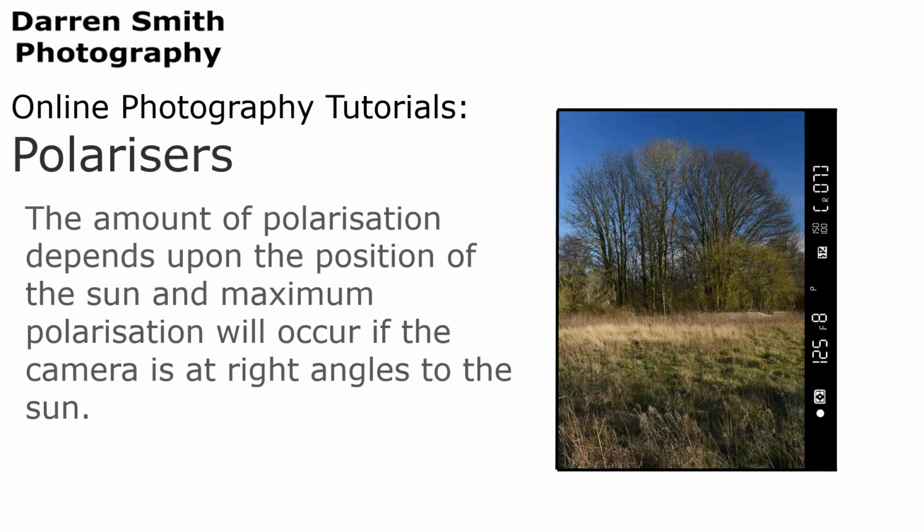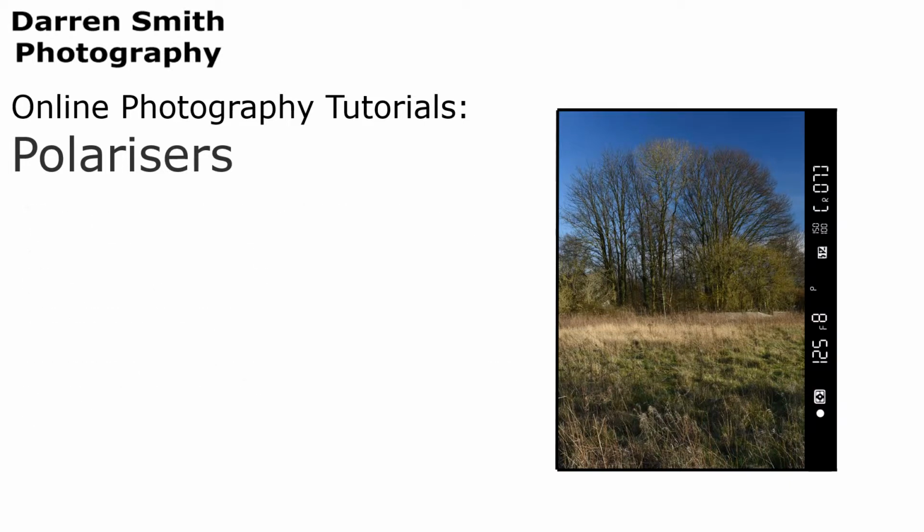Also, the amount of polarization depends upon the position of the sun, and maximum polarization will occur when the camera is at right angles to the sun, i.e. 90 degrees. There are a few problems with using a polarizing filter.